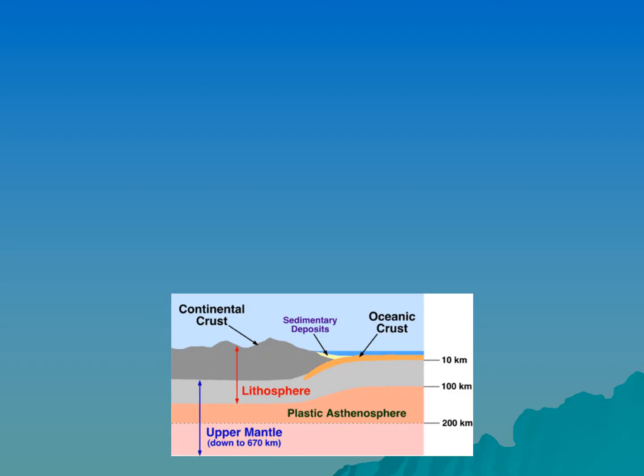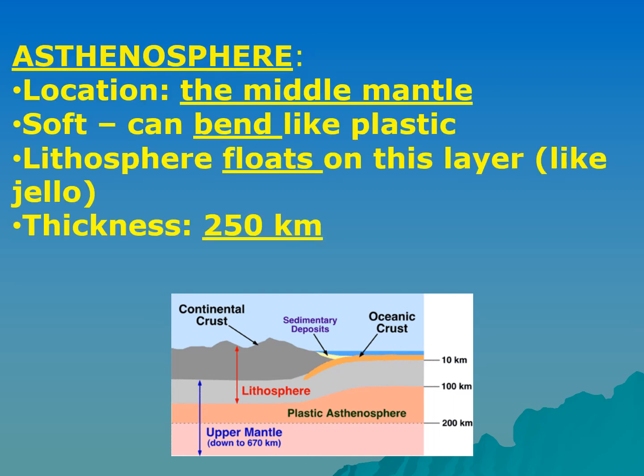As we travel down, we will enter the asthenosphere next. It's the middle of the mantle. It's soft and can bend like plastic. Okay, think about silly putty or Jello. The lithosphere floats on this layer. So you've got the asthenosphere, and you've got the lithosphere kind of floating on top of that all the time, moving, plastic-like asthenosphere. Its thickness is about 250 kilometers.